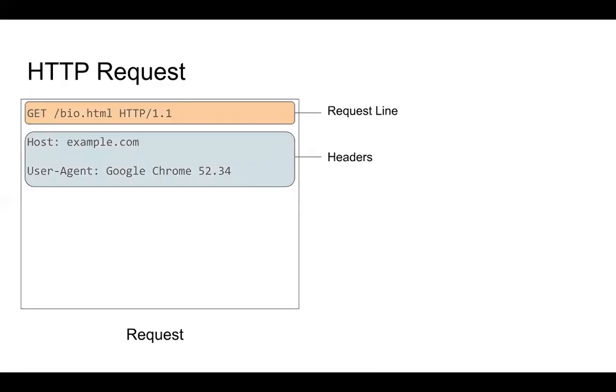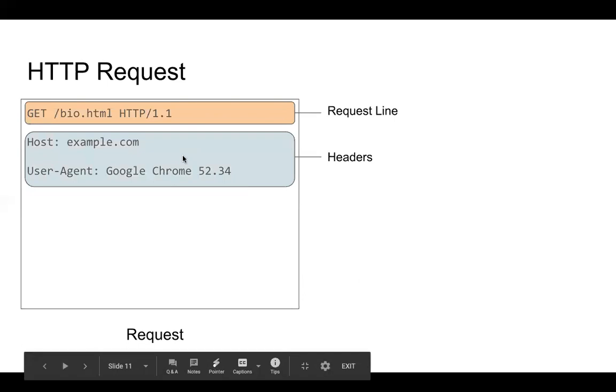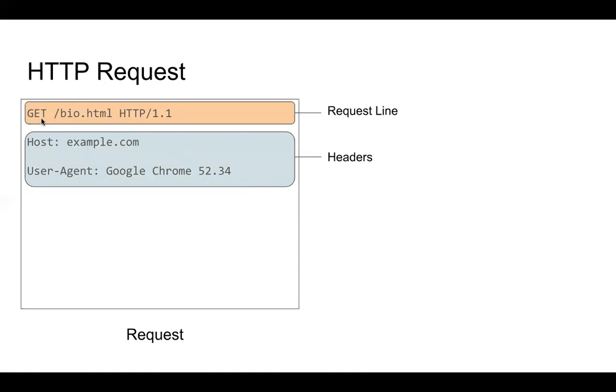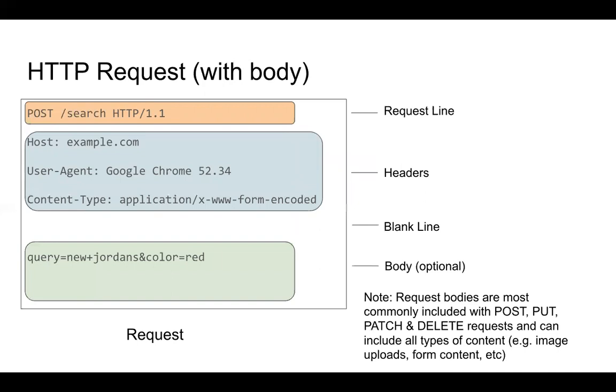So after the request line, we have headers. Headers have additional information about the request. The request line says we're making a GET request to this URI, and this is our protocol type. The headers include what host we're actually going to, and the user agent. The host is which server we're going to, example.com, and the user agent is who's asking, in this case, Google Chrome. The bare minimum of a GET request is you need the request line and you need the headers.